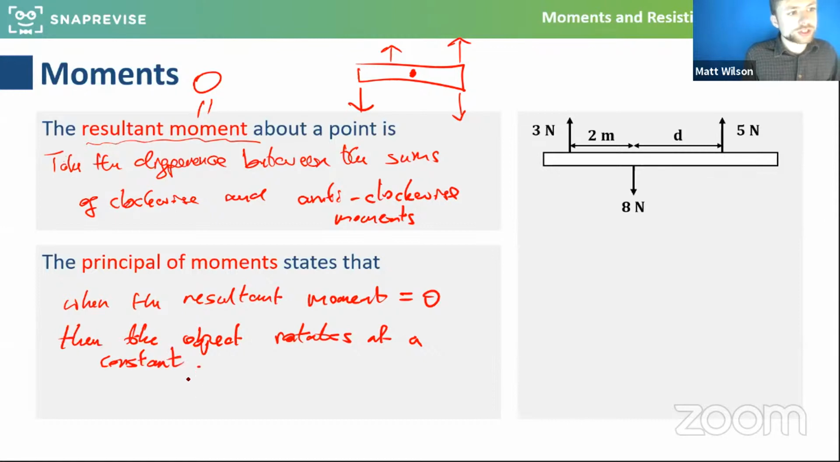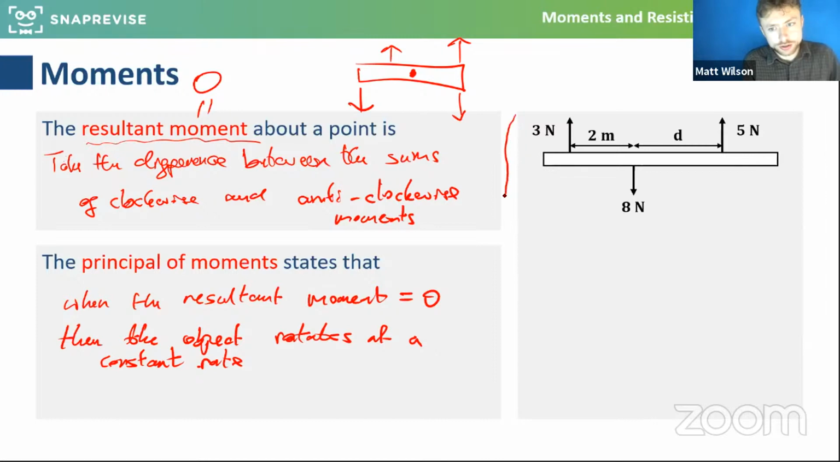Now, just like with forces, the most common constant rate is actually a kind of silly one. It's not rotating at all. So often, when an object is not rotating and the resultant moment is 0, it will continue to just not rotate. Okay, so let's try and use the principle of moments.